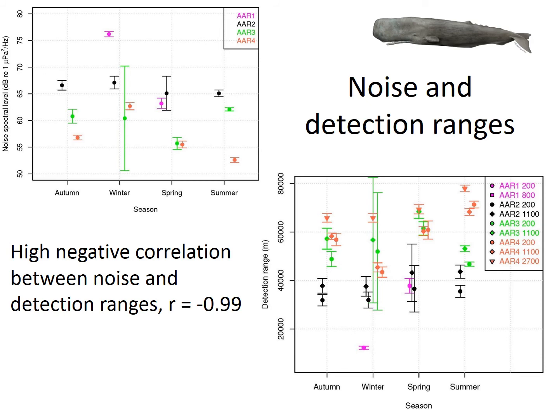For sperm whales, we looked into the noise and detection ranges, since we wanted to know how the environmental conditions were affecting their distribution. So we evaluated their detection ranges, and it was interesting, similar to southern right whales as well. There was a high correlation between noise and detection range, where when the noise was high, we had low detection ranges, and when the noise was low, we had high detection ranges.